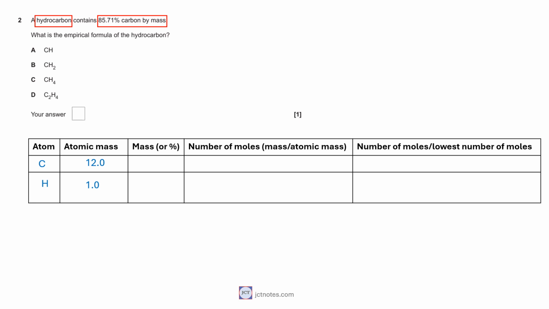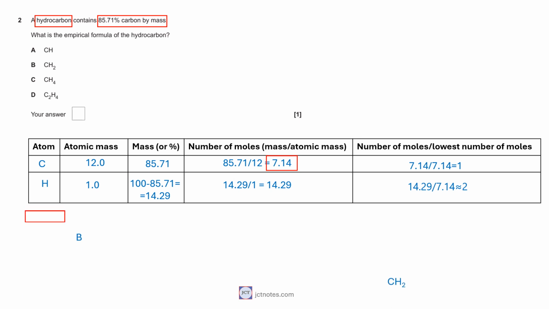We are given the percentage of the carbon as 85.71%. We can find that the percentage of hydrogen is 100 minus 85.71 equals 14.29. If we divide the percentage by the atomic masses, we get 7.14 for the carbon and 14.29 for the hydrogen. The lowest value is 7.14, therefore we divide each number of moles by 7.14 and we get 1 for the carbon and 2 for the hydrogen. Then, the empirical formula is CH2 and the answer is B.